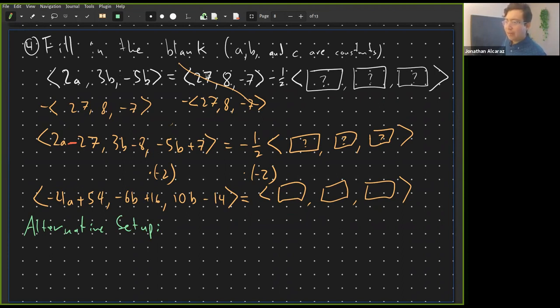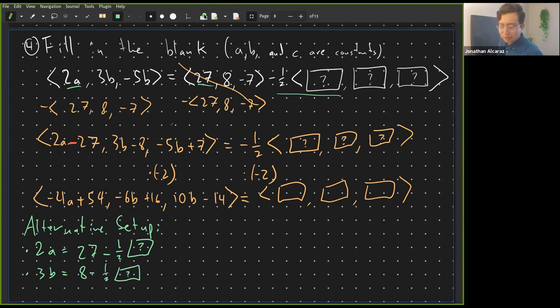Is you could just set up basically each coordinate on its own. So you have this, this, and this. So you have 2a is equal to 27 minus 1/2 times this first blank. And then you have the same thing for the second coordinate. 3b is equal to 8 minus 1/2 times the second blank.